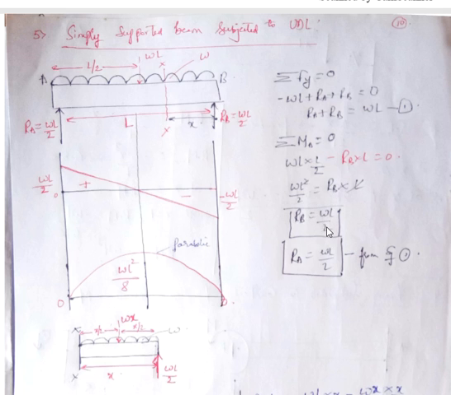Once you get RB, you can substitute this value of RB into equation number 1. Then RA will be WL minus RB, that is WL minus WL by 2. From that you will get RA as WL by 2. Now one thing you need to notice here is RB is WL by 2 and RA is also WL by 2. The applied force was WL, and this WL is getting split into half of WL here, and half of WL here.